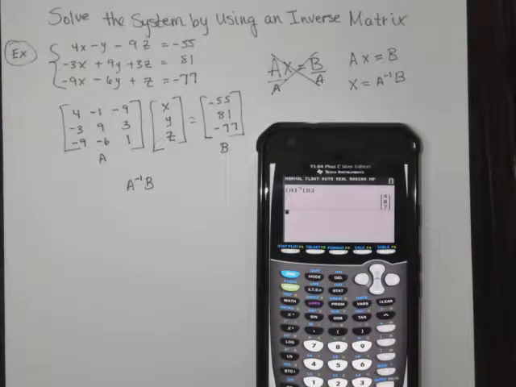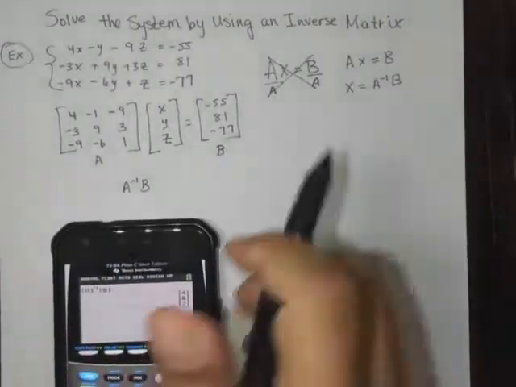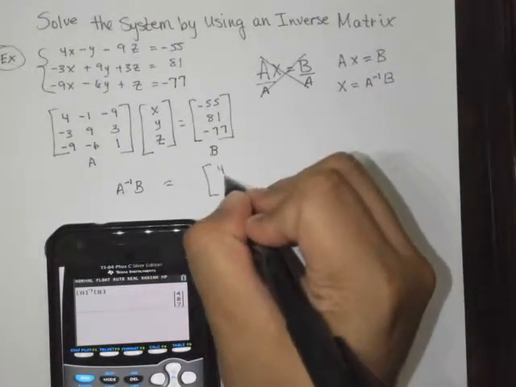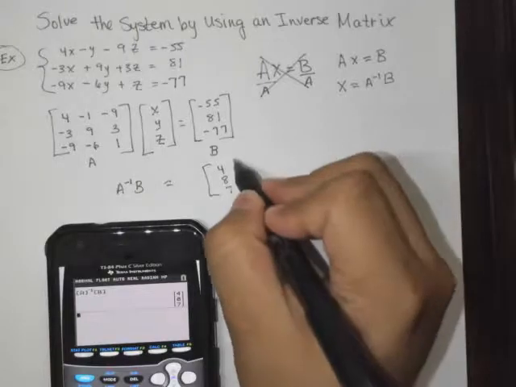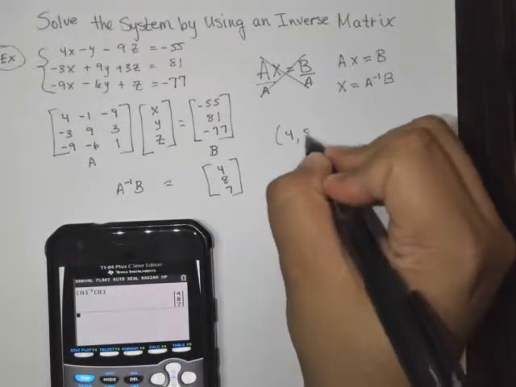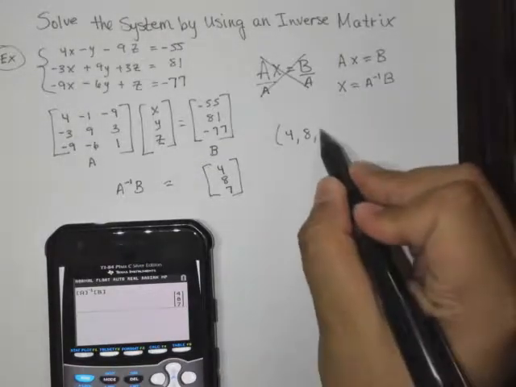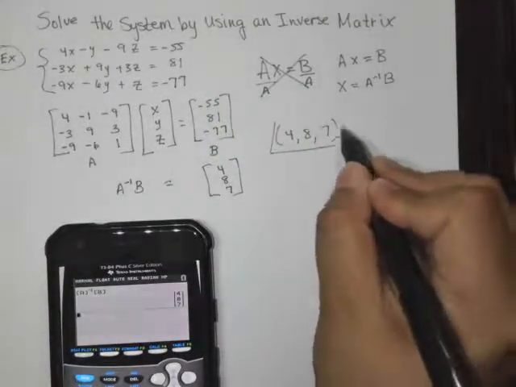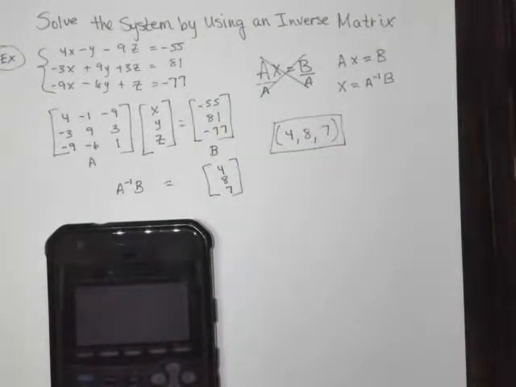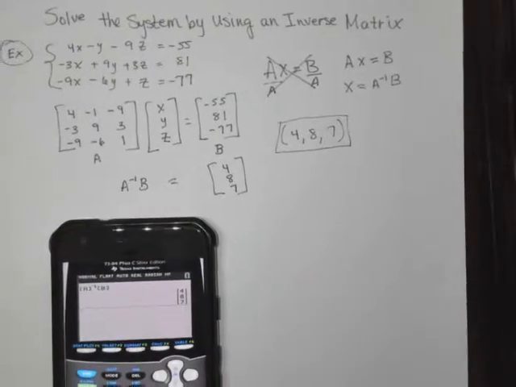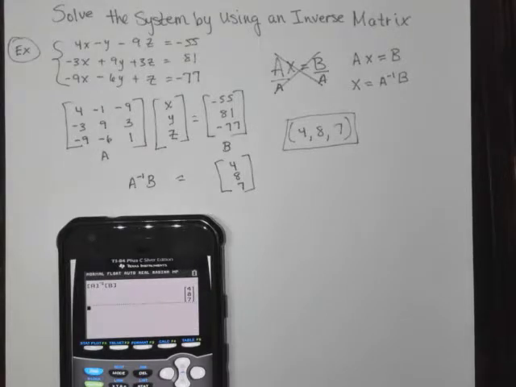And guess what? There is my solution. So my A inverse B is the matrix 4, 8, 7. So what is my ordered triple in this case? Well, the intersection here is 4, 8, 7 for x, y, and z. And so this is my solution for this system using inverse matrices. So the calculator actually comes in very handy. Okay, so good luck with these types of equations.